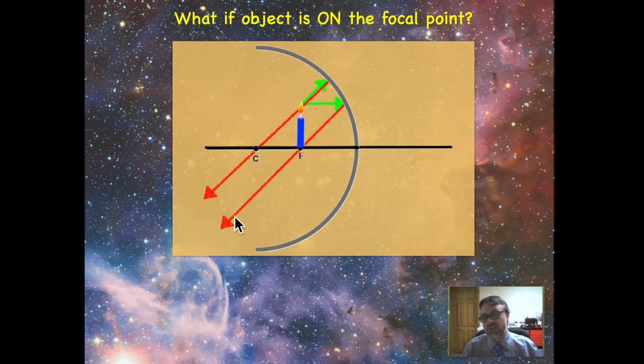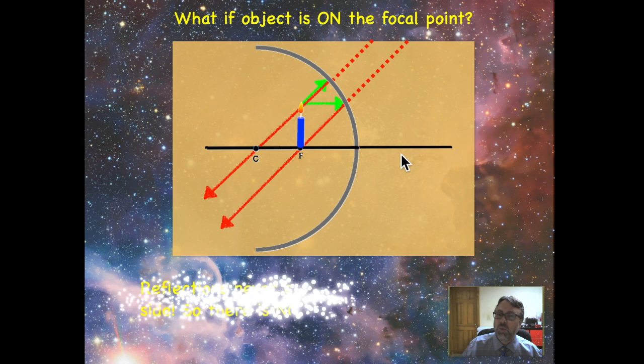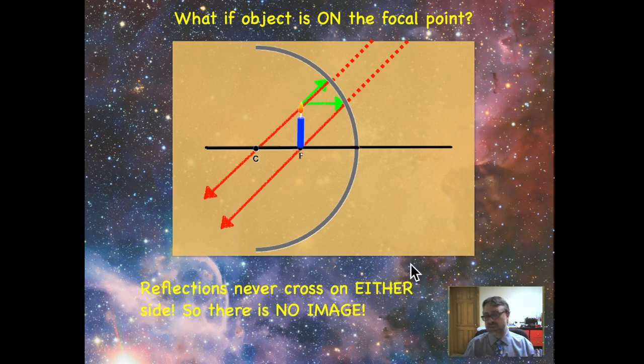Well, again, I have a situation here where my reflections do not cross. So I'm going to do the same trick. I'm going to project my reflections backwards behind the mirror. But in this case, when I do so, I notice something curious. These two reflections are parallel to each other. That means they will not cross on the real side of the mirror, nor do they cross on the virtual side of the mirror. So if the reflections don't cross, there is no image. In fact, what you would see in this case is just a blur.